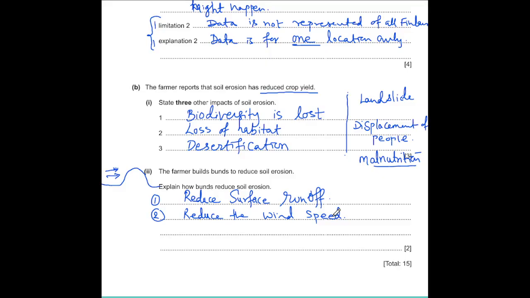Any other idea of how the bund reduces soil erosion? If you have, please put it into the comment box. I'll be waiting for your next 2 more points. Basically it is for 2 marks, so I will stick with 2. One more point that comes to mind is reduce the wind erosion or increase infiltration. Anything else in your mind, please put it in the chat box. I will be happy to read your comments. So this was the first question, which was related to the agriculture topic. Okay, so can we move to the next one?